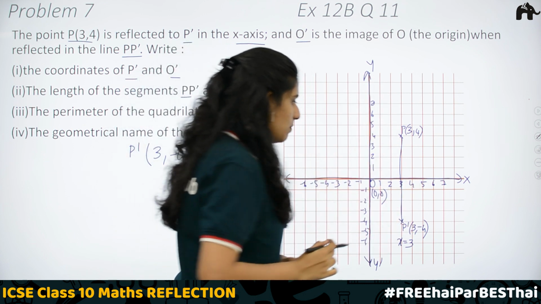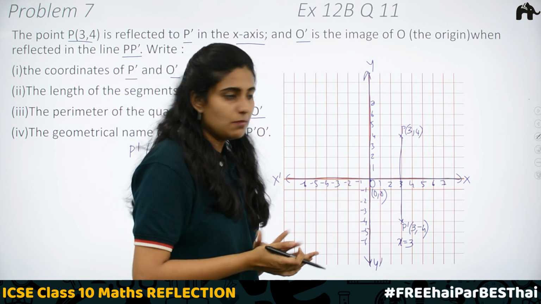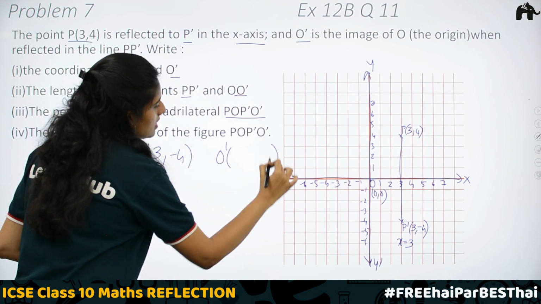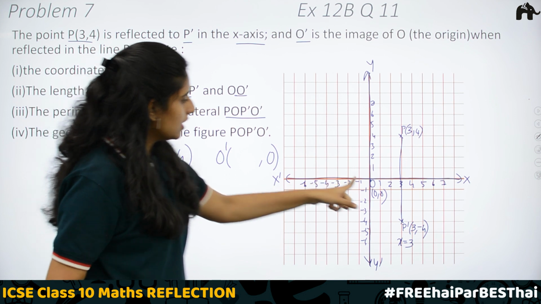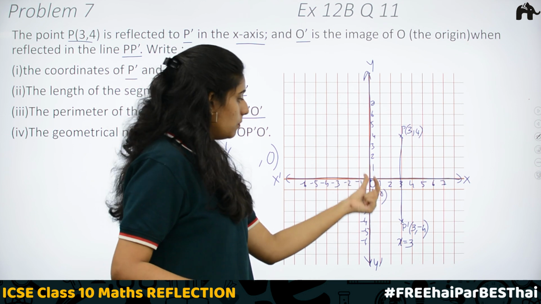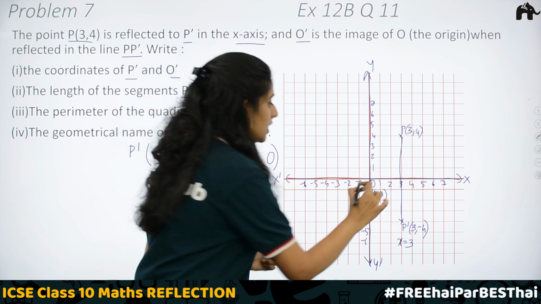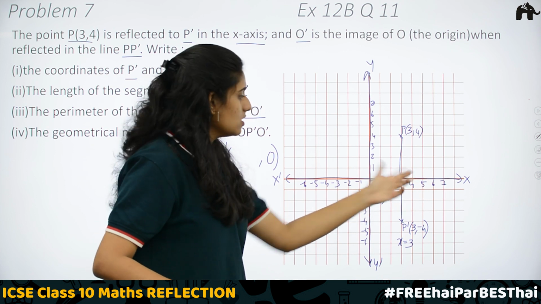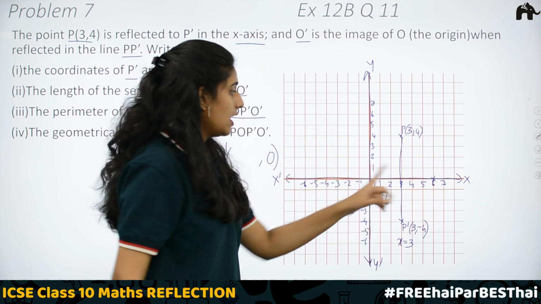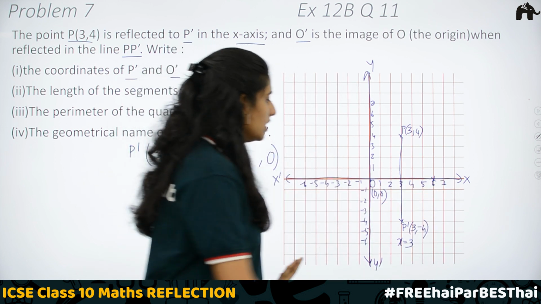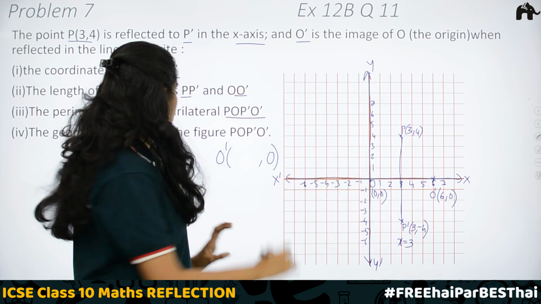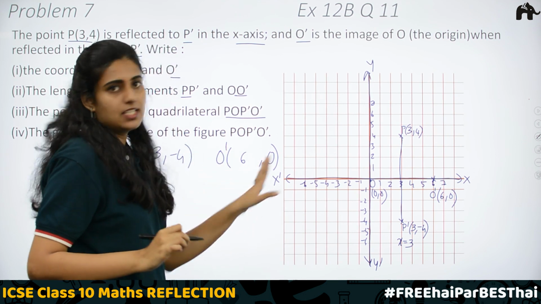Therefore, when the reflection happens, the y-coordinate should remain the same. The x-coordinate we can find. The y-coordinate will be 0. What about the x-coordinate? Point O is at a distance of 3 units from the line PP'. Therefore, the image should also be at a distance of 3 units. 1, 2, 3. So here we will be getting the image. The x-coordinate is 6 and the y-coordinate is 0. O'(6, 0). Okay, coordinates O'(6, 0).